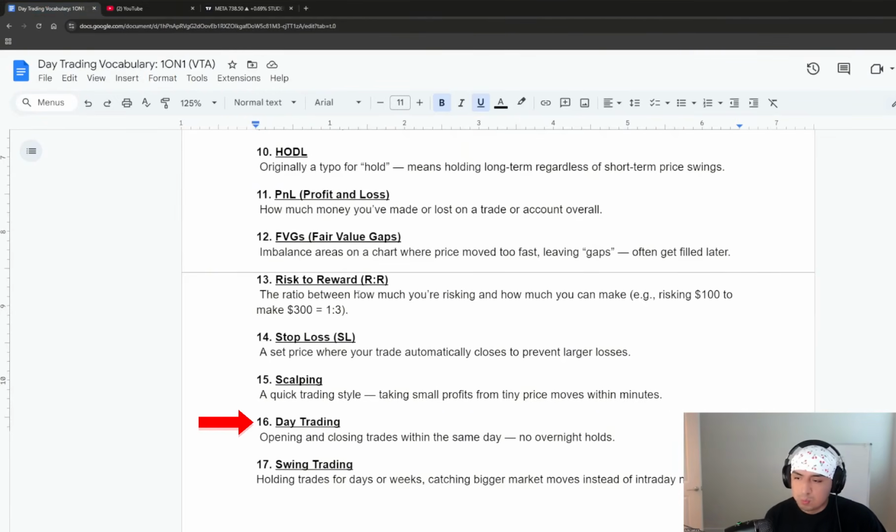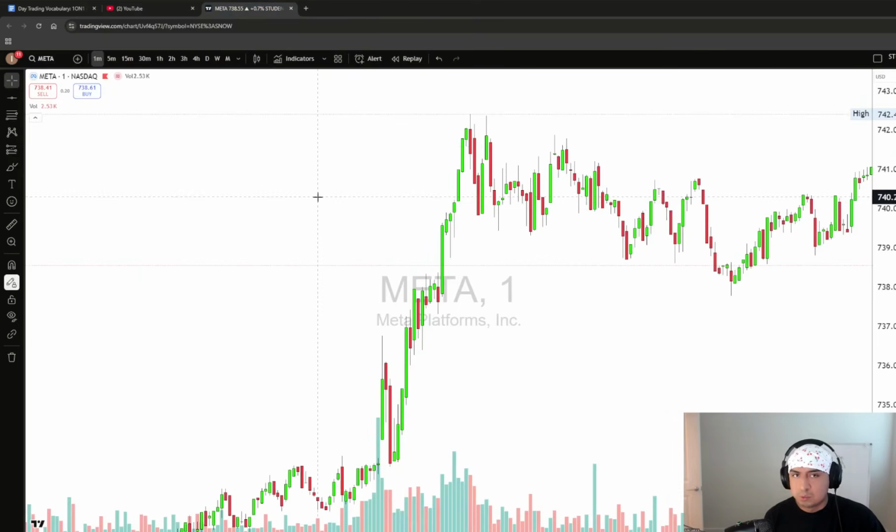Day trading. Opening and closing trades within the same day, no overnight holds. So you can see basically day trading is the same thing as scalping, but in day trading, you're holding on to those trades a little bit longer or a little bit less, but still you're not holding on to the next day. You're buying and selling within that day, okay? And that's what day trading is. But if you hold on to the next day, then that's not a day trade, that's a swing trade.